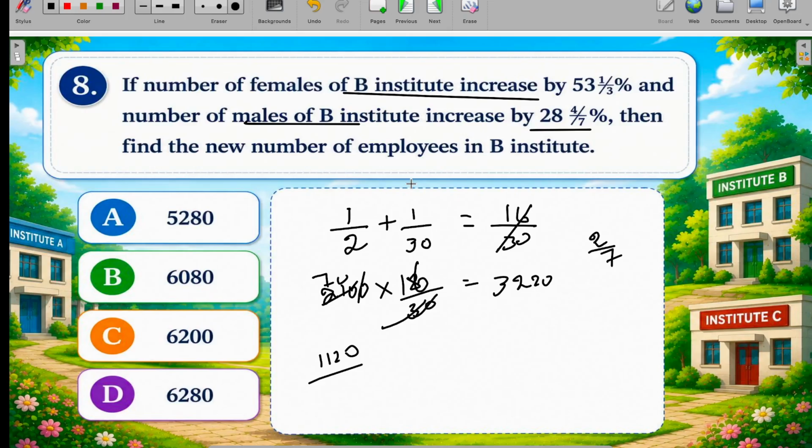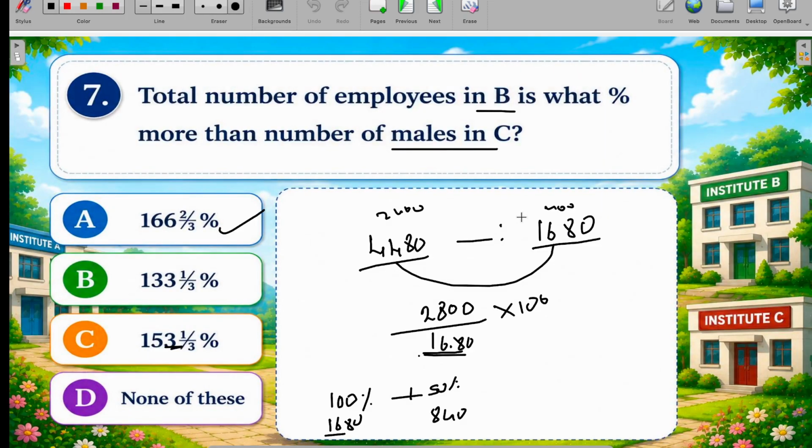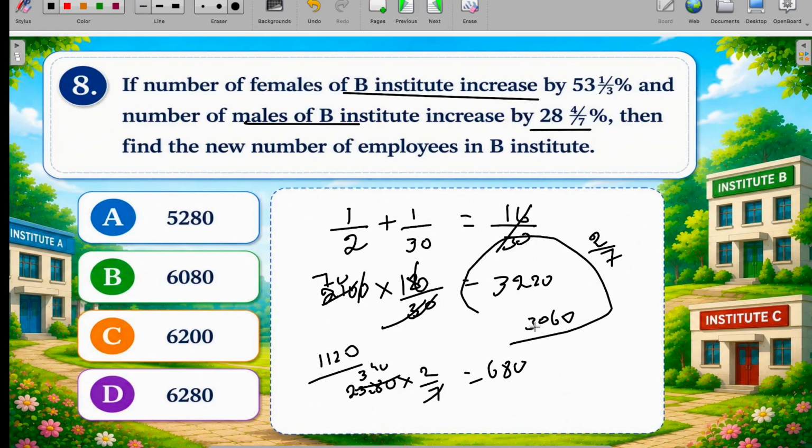Okay, 2 by 7. So let's take males in B. Males in B is how much? 2380. That will be 2 by 7. 7 ones are 7, 7 threes are 21, 28, 340 into 2, 680 increase. 680 increase means this is 2380 plus 680, 3000 plus 60, 3060. If we add this 3000, 3000, 6000, okay, we have 60, so 6280. So your answer will be 6280.